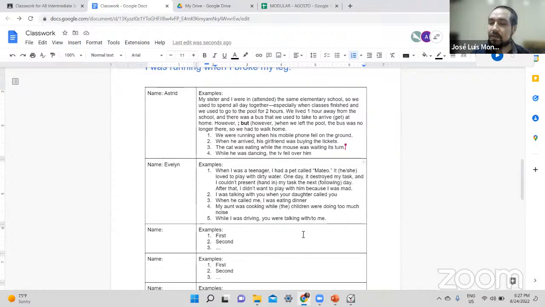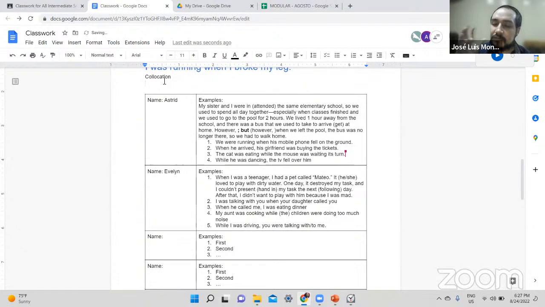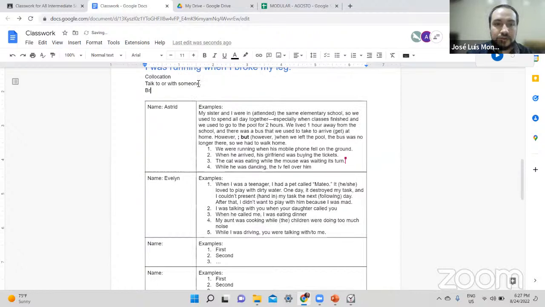The same with "think". That's called a collocation, Evelyn. I'm going to write that here. Collocation is the mix of verbs followed by specific prepositions. For example, that's one example: you talk to or with someone. Then you dream of or about something or someone. That's another rule.